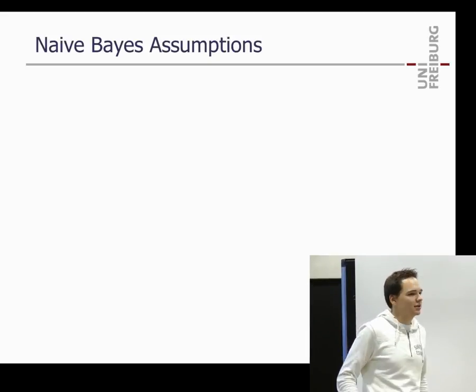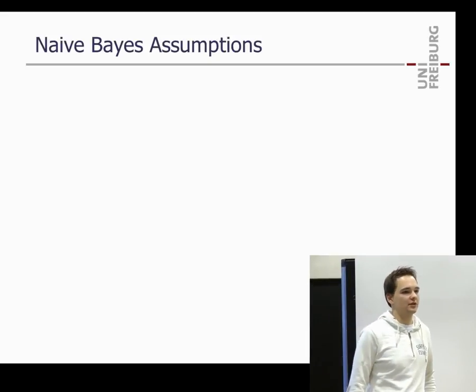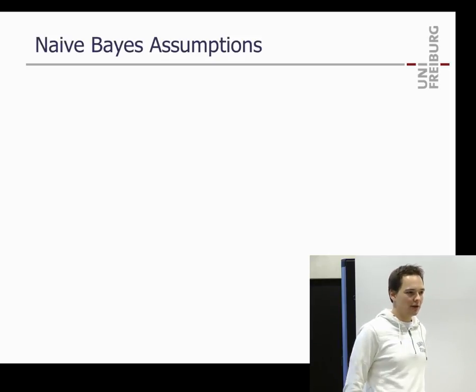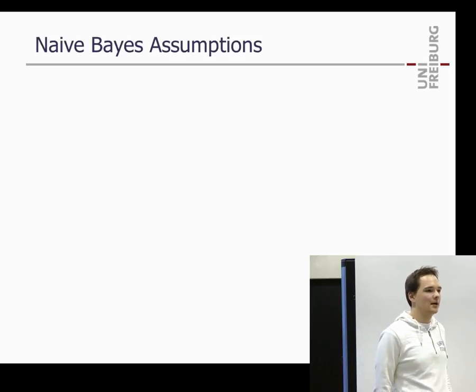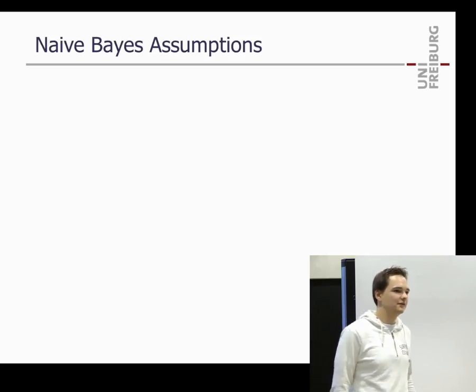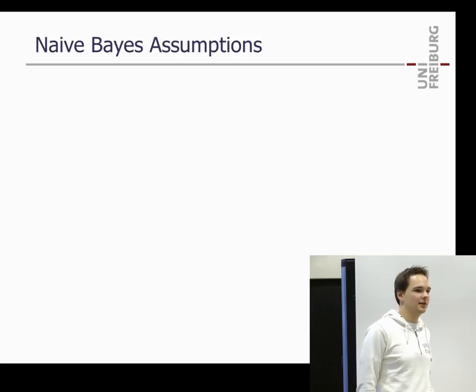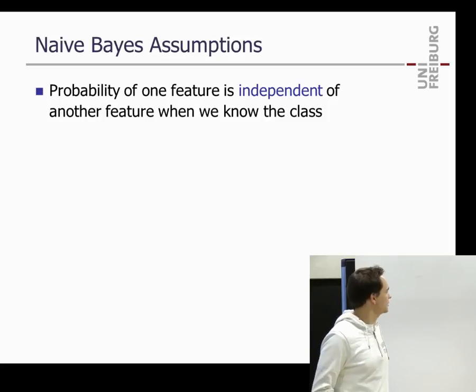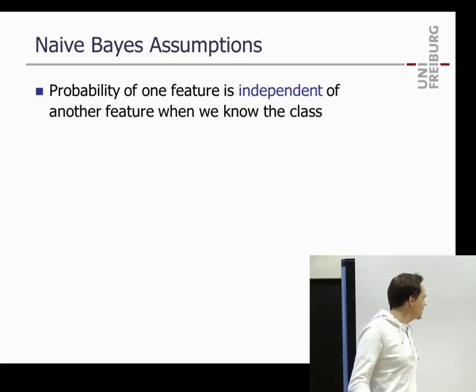Does anybody already know what kind of assumption this algorithm makes? Independence of the random variables involved. Independence of what? The random variables involved. Yes, kind of. There is an independence. And what kind of independence? Conditional independence. Yes.